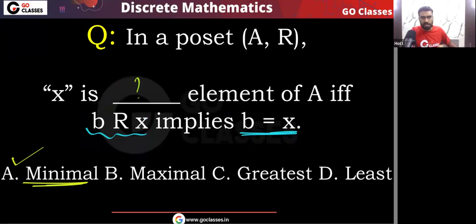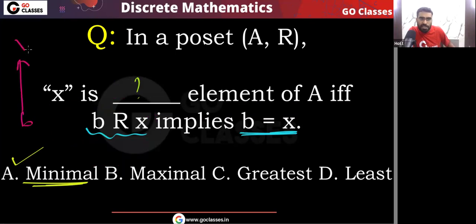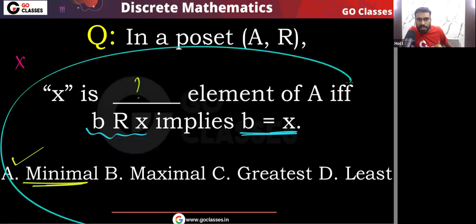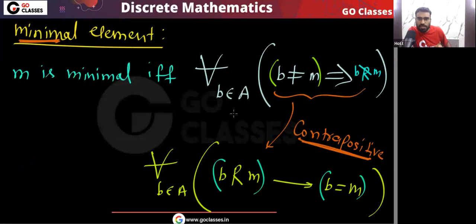What does this mean? Understand this. X is what kind of element? Whenever someone is related to X, then B is X. It means no one else is related to X. So that is the definition of minimal. I hope you understood. In the GATE exam, this type of question can also be asked. They are twisting the definition. You can write the contrapositive. Is this clear? Please tell me.